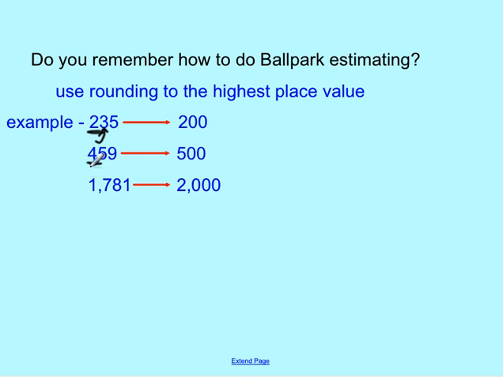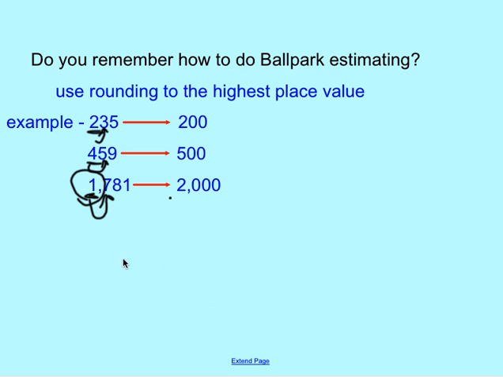Go to the next one. Your highest place is the hundreds. You look to the right, and with that 5, that's an indicator to bump up to 500. And then the highest place here is the thousands place. Look to the right, and with the 7, that tells you to bump the thousands place up to 2,000. So that is your ballpark estimate, or that is you using your rounding skills.